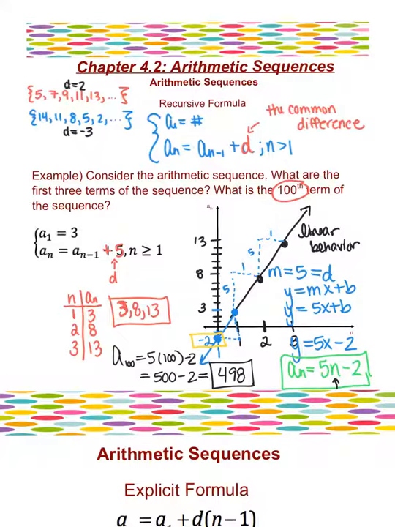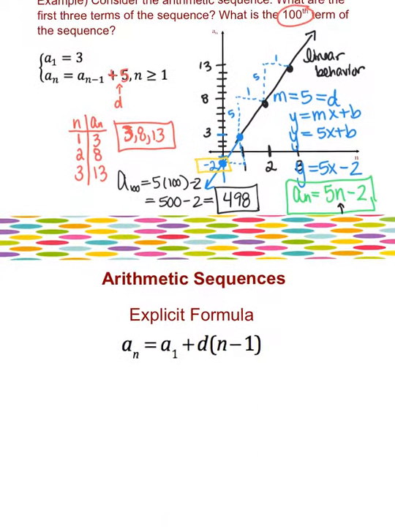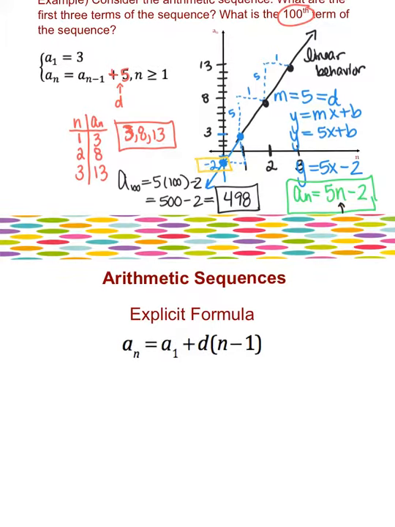Now what I want to do is look at this explicit formula for an arithmetic sequence. So this says if you know a sub 1, which is the first term, and d, the common difference, then you can plug those in for a sub 1 and d, and you can simplify and get an explicit formula for your sequence. Let's check and see if what we came up with in the last example checks out.